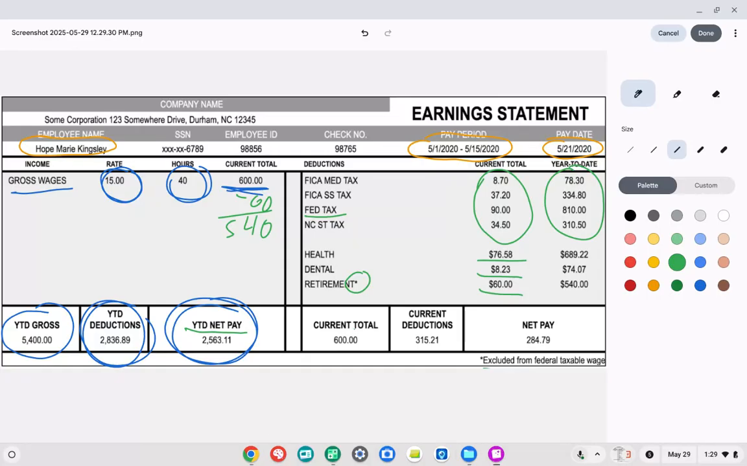So her current total is $600. Current deductions, if you add up, deductions are adding up both of these. That's her current deductions, a total of $315.21, which leaves her with a net pay of $284.79. It is interesting to note that she has more deductions than her net pay is. So although she has earned $600, the amount that gets deposited into her account, or the amount that she receives on her check, is $284.79.